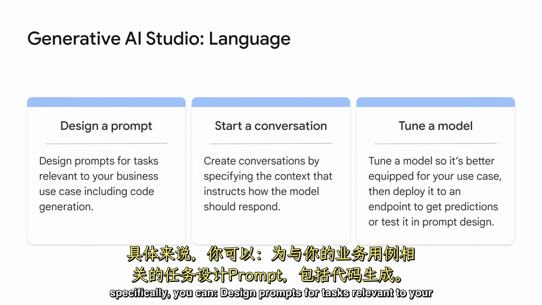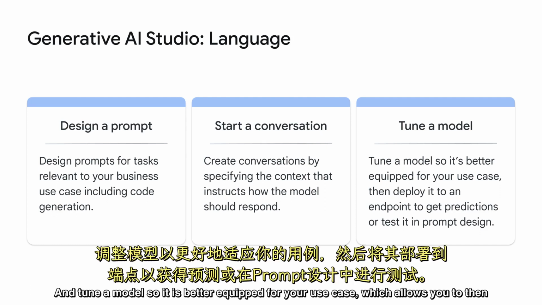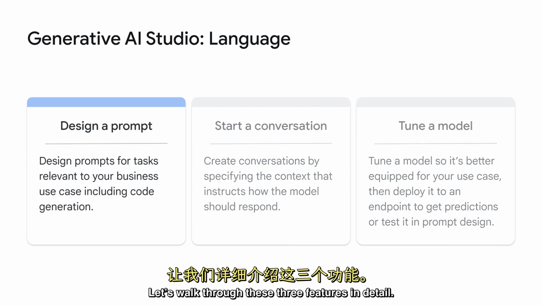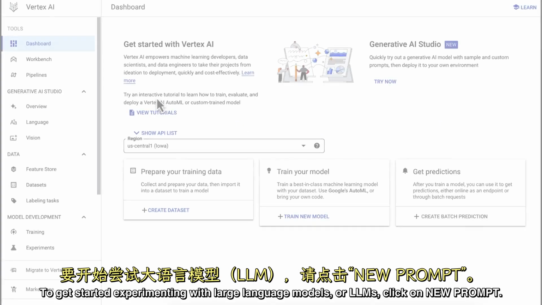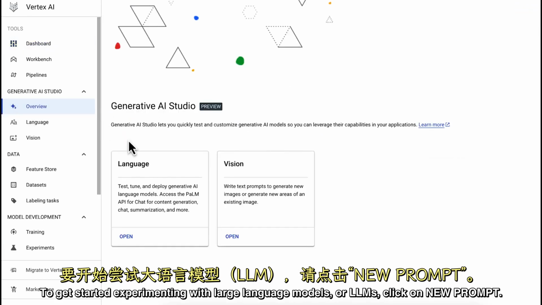Specifically, you can design prompts for tasks relevant to your business use case, including code generation, create conversations by specifying the context that instructs how the model should respond, and tune a model so it is better equipped for your use case, which allows you to then deploy to an endpoint to get predictions or test it in prompt design. Let's walk through these three features in detail. First is prompt design. To get started experimenting with large language models or LLMs, click on New Prompt.